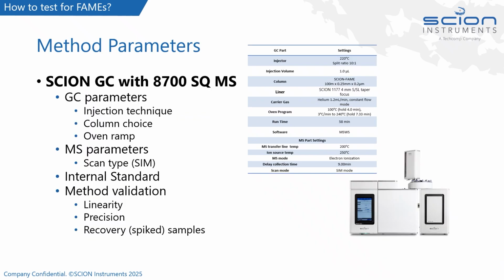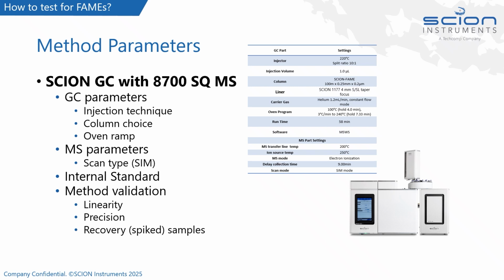Over the next few slides, we're just going to focus on some of the key method parameters that were employed to test for FAMEs in olive oil samples. We're going to focus on some of the GC parameters: the injection technique that was employed, the choice of column, and then the oven ramp also.